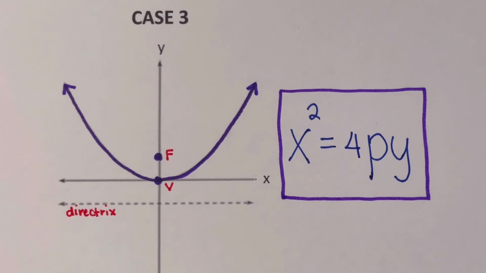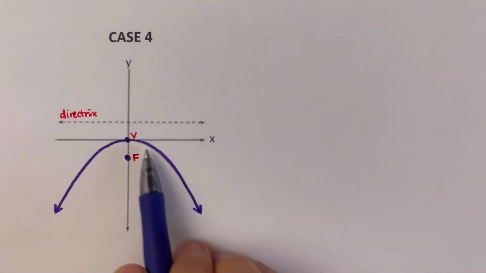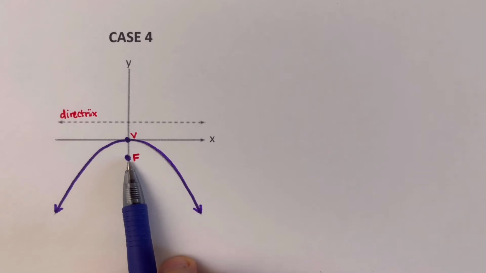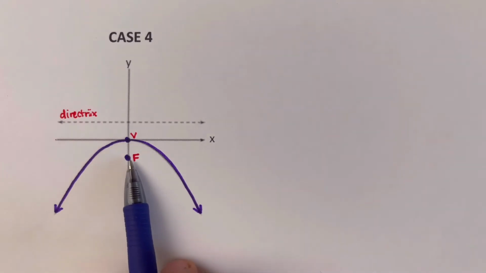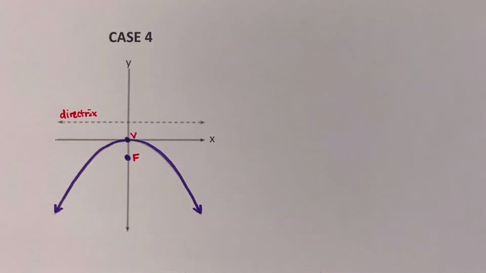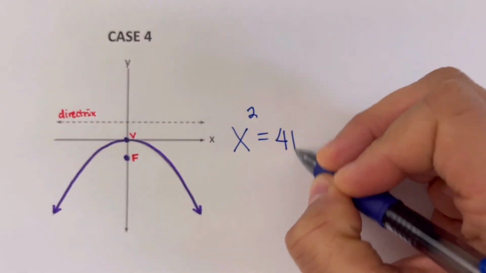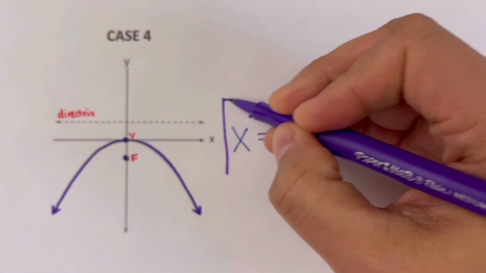Now let's move on to the fourth case. In case 4, our parabola is facing downwards. It opens downward because the focus is on the negative y-axis. And we still have the same parts. We have the directrix, the vertex, and the focus, and the line of symmetry is the y-axis. The formula for the fourth case is pretty much the same as the third case. That is x squared equals 4py. So this is the formula for the fourth case.